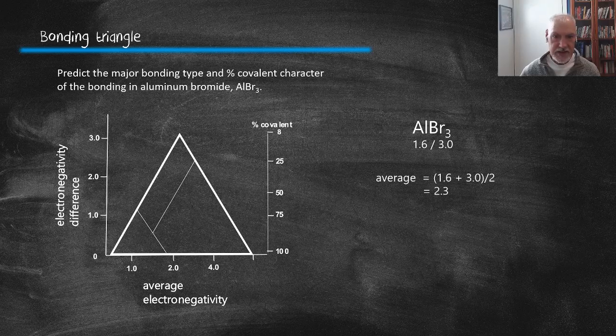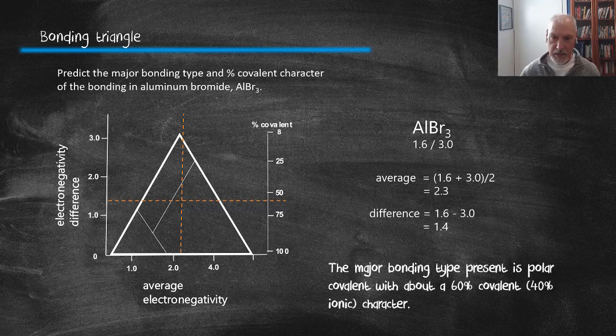Their average electronegativity is about 2.3, which puts them on this line. Secondly, the difference in their electronegativities is about 1.4, putting them on this line. Where they intersect, I can see they lie in the polar covalent region. Hence, that would be the major bonding type. As far as the percent covalent nature of the bond, it reads about 60% on that axis. So there's a quick look at the application of the bonding triangle.